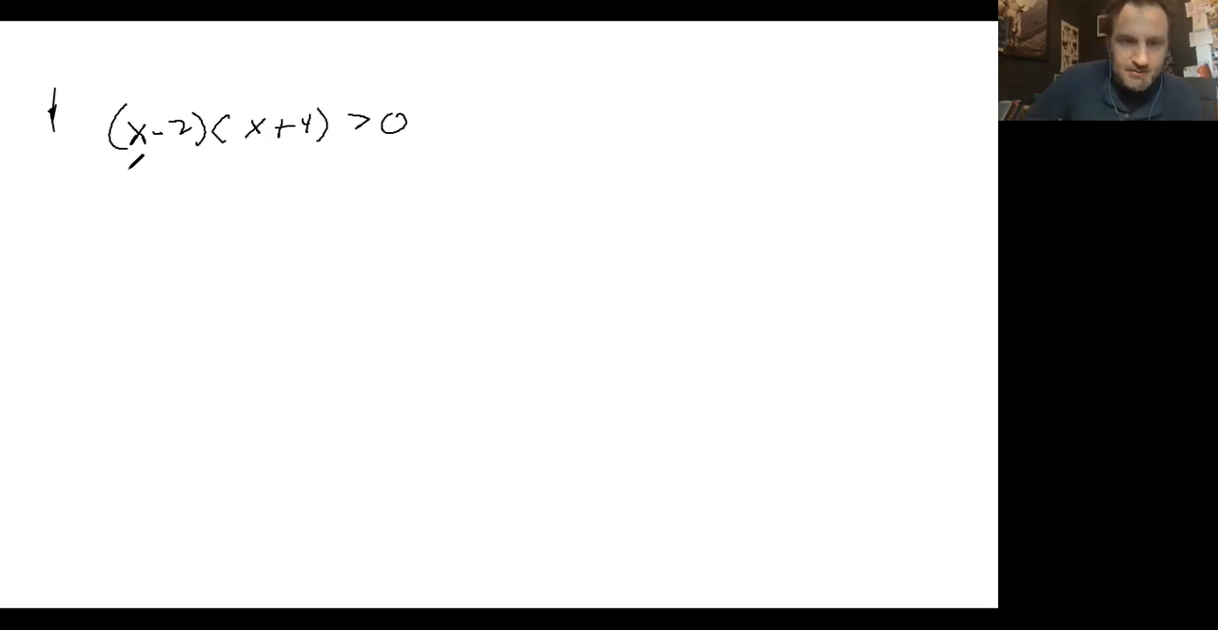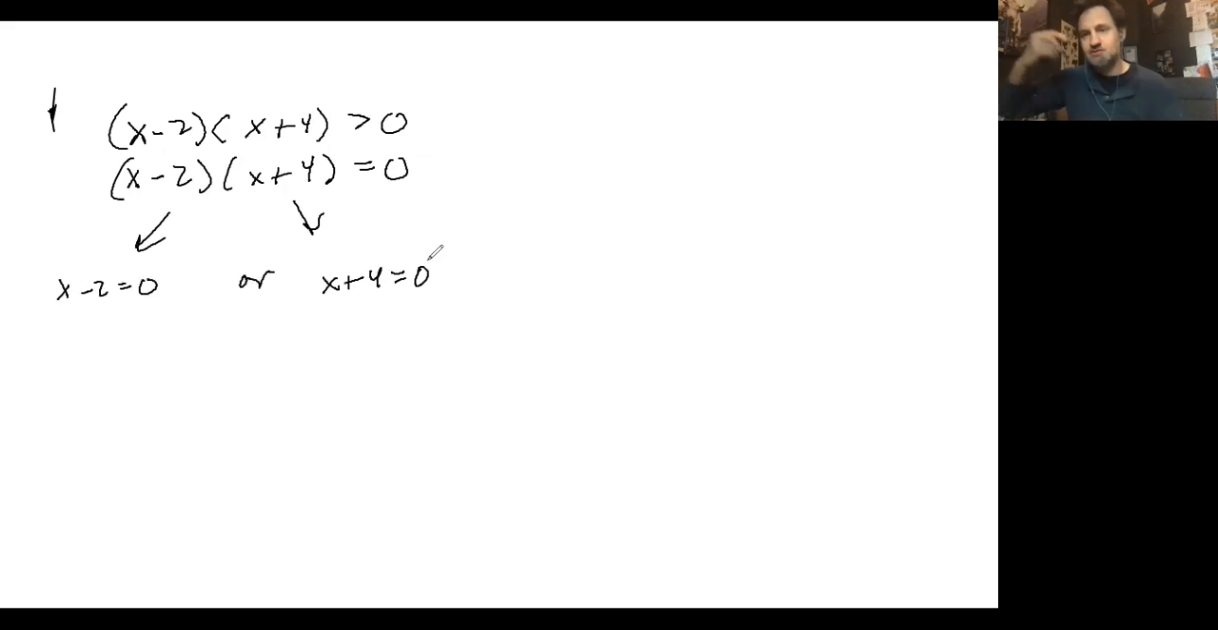I'm going to start with a factored form. X minus 2 times x plus 4, something like that, greater than 0. And just remind you that if I have this as an equality, then there are two solutions. X minus 2 is 0, or x plus 4 is 0, right?